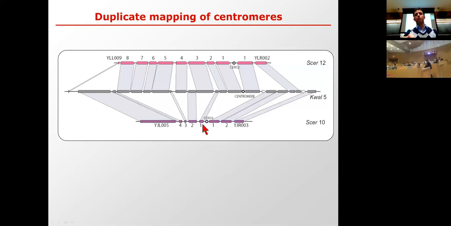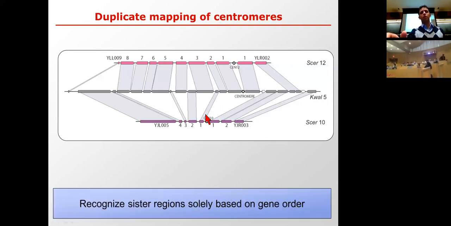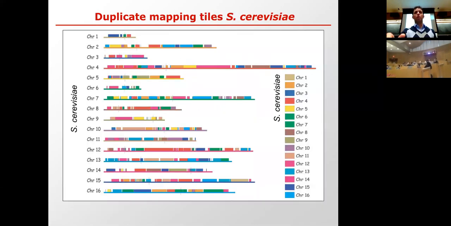And what you can see here is that in fact, there was exactly a 1-to-2 duplication of the centromere leading to twice as many chromosomes. In fact, that's true for every centromere. And that region example also shows you that sister regions can be recognized solely based on the gene order. We did not use the duplicated genes, we just used the interleaving genes. Yes?